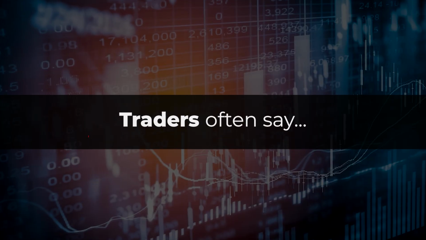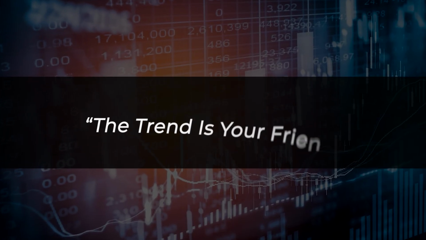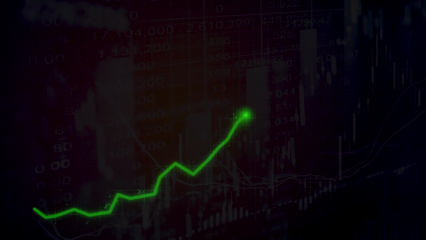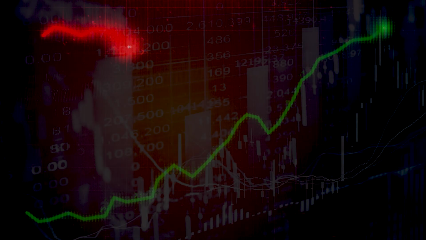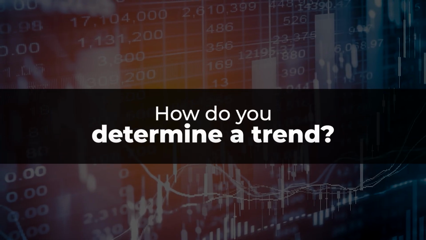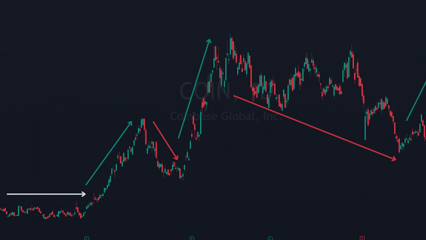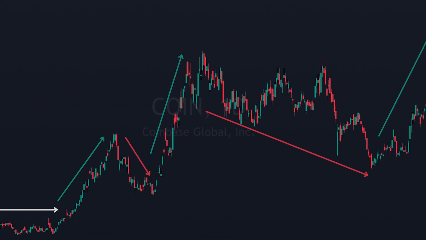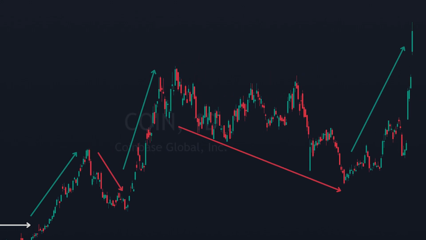Traders often say the trend is your friend, meaning that if an asset price is going up, it's more likely to keep going up. If it's going down, it's probably going to keep dropping. But here's the challenge. How do you determine the trend? Sometimes price movements are messy, choppy, and full of noise, making it hard to spot what's really happening.